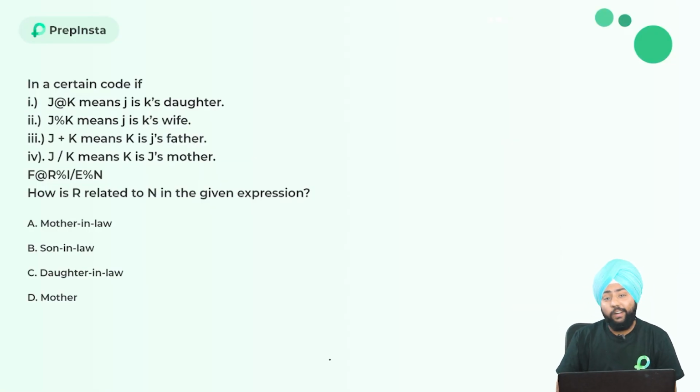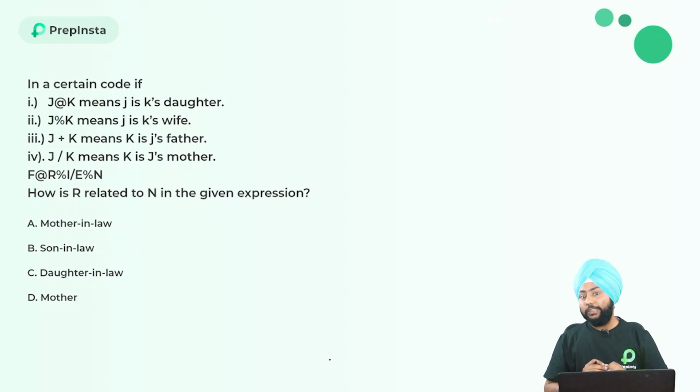Coming back to our problem. This is from blood relation, guys. Blood relation is a topic which TCS has asked a lot in the past, and this is basically symbol notation. I will solve this problem with a bit of a long method, and then I'll explain how you can solve it with a shortcut method also. Let's directly hit this problem.